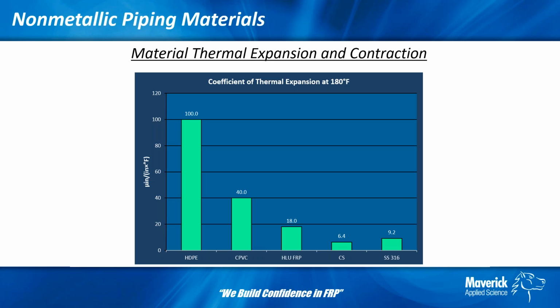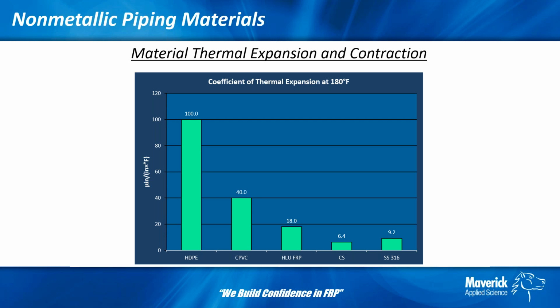All right, something that we need to talk about is thermal expansion. Here's a general chart, and if you look all the way to the right, you see 316 stainless steel, carbon steel is next to that, then hand layup FRP. You'll notice right away, and the units here are micro inch per inch degree Fahrenheit, that order of magnitude, FRP at 180 degrees Fahrenheit is about 3 times the thermal expansion of carbon steel. So this is substantial.